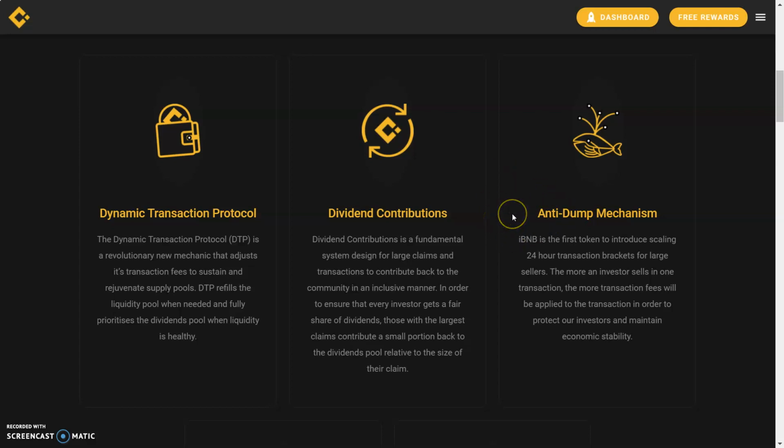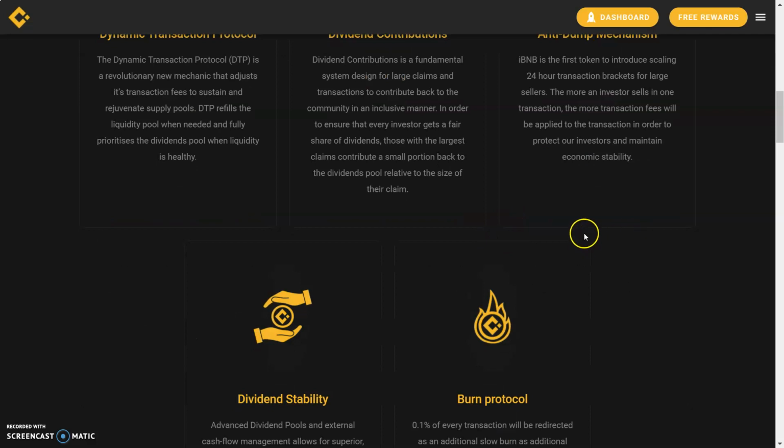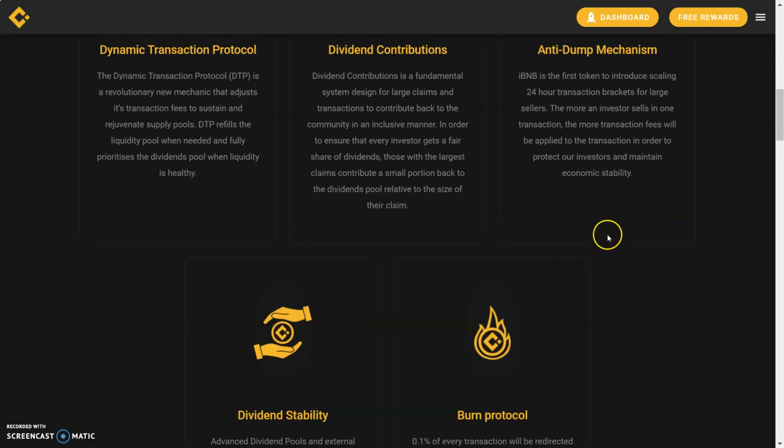Okay, right now we got the anti-dump mechanism. iBNB is the first token to introduce scaling 24-hour transaction brackets for large sellers. The more an investor sells in one transaction, the more transaction fees will be applied to the transaction in order to protect our investors and maintain economic stability. So that's a huge mechanic that we like to have in these tokenomics.